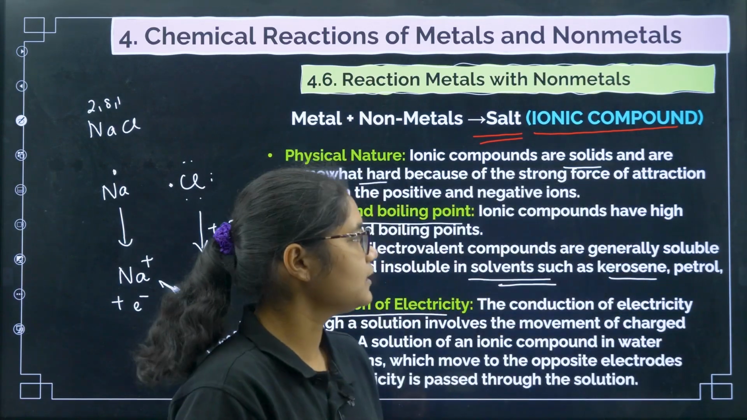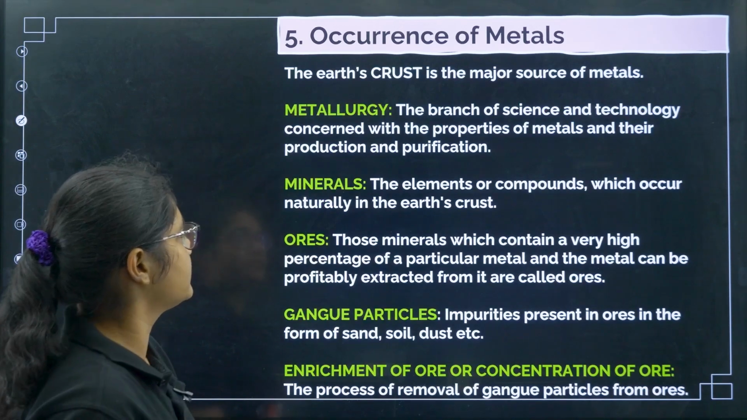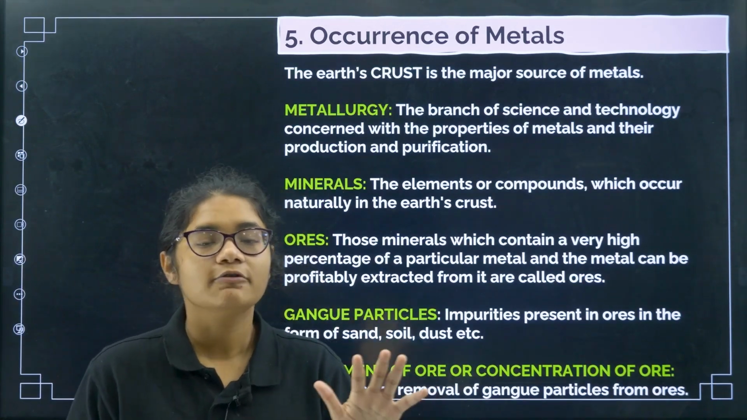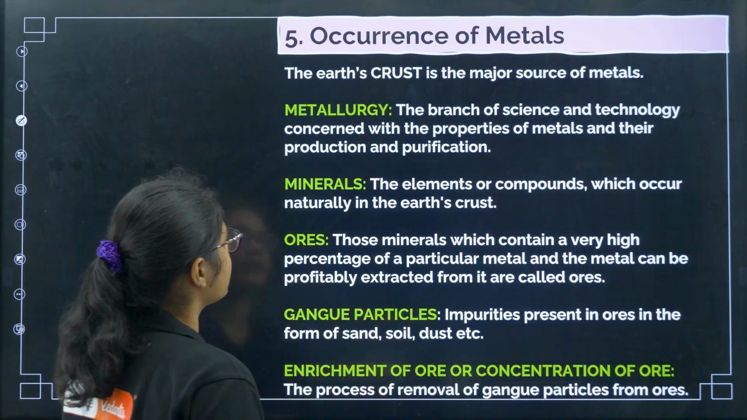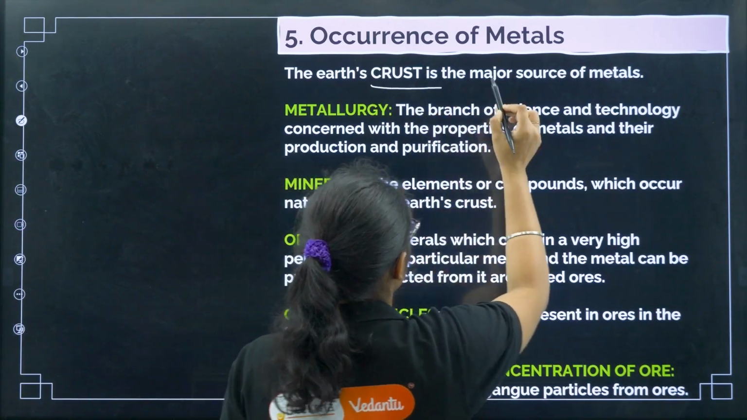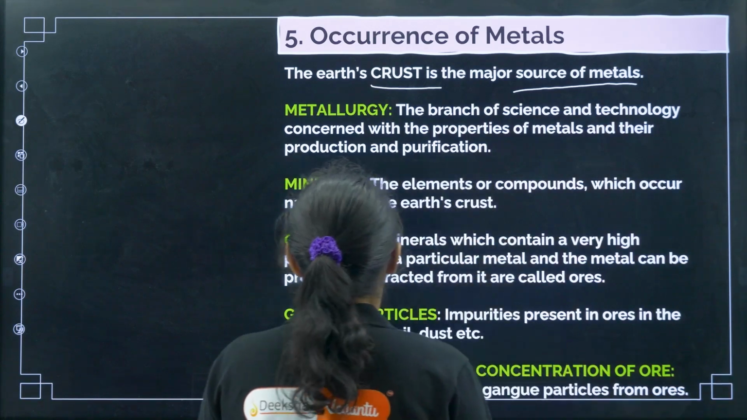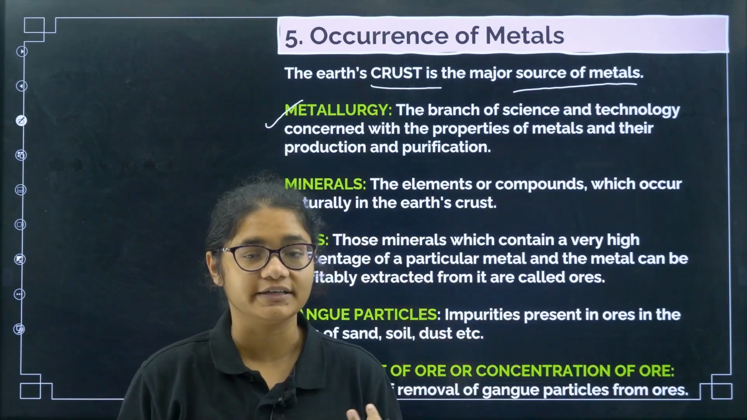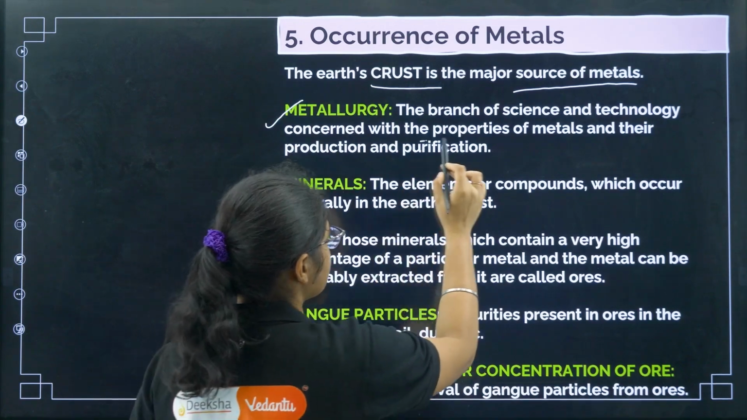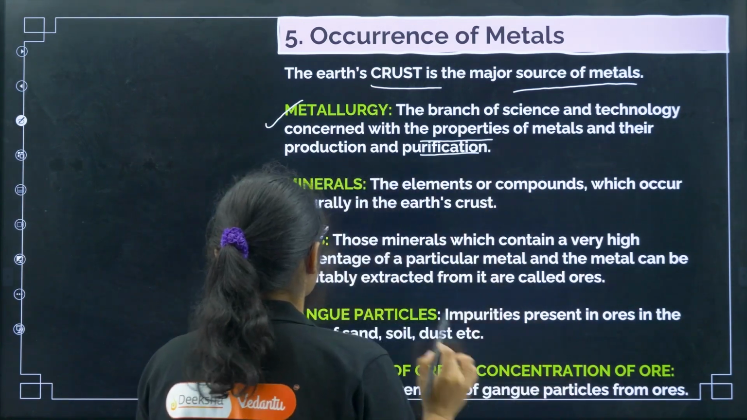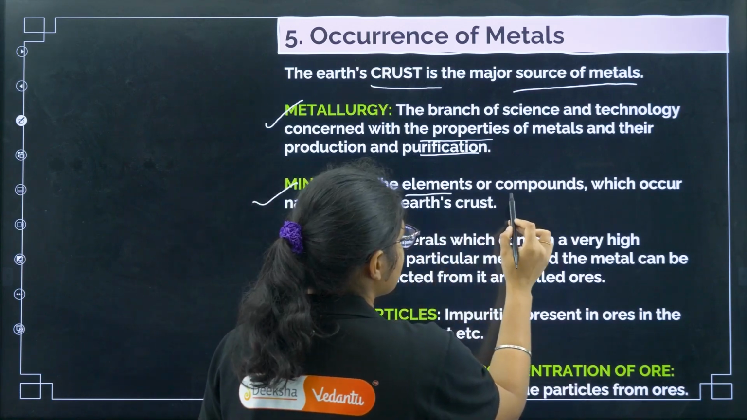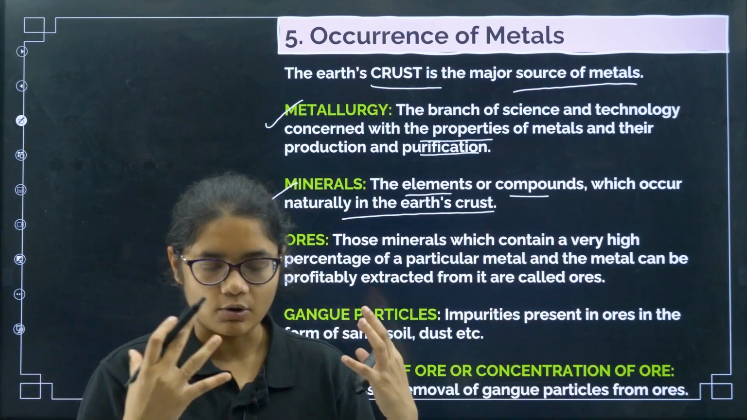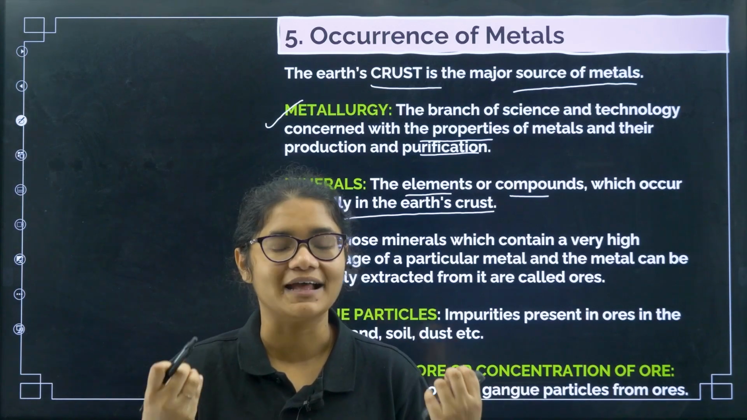Okay, the reactions part is over. Next we'll go to the next topic: how are these metals found in nature. The earth's crust is the major source of metals. Now, what is metallurgy? Some terms you need to know. Metallurgy is the branch of science which deals with the extraction, properties and purification of metals. What are minerals? The elements or compounds which occur naturally in the earth's crust. When metals occur naturally in the earth's crust, we call them minerals.